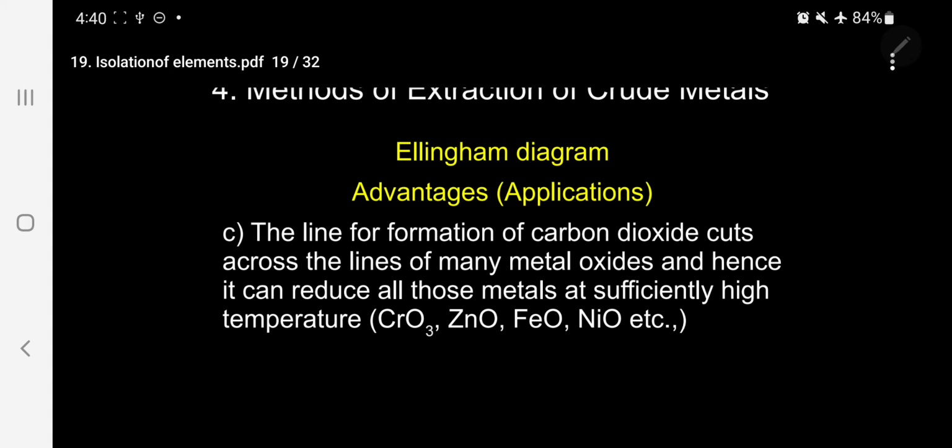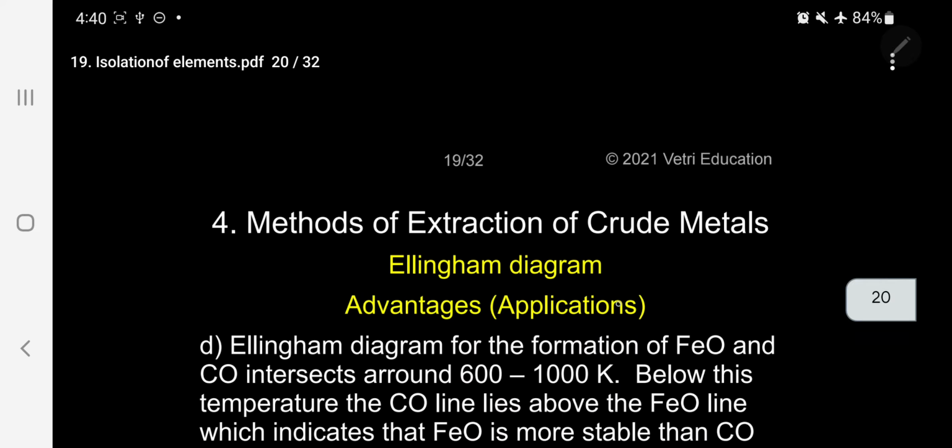The line for the formation of carbon dioxide cuts across the lines of many metal oxides, and hence it can reduce all those metals at sufficiently high temperature. Wherever it crosses, at that particular temperature, this oxide can be reduced by carbon.